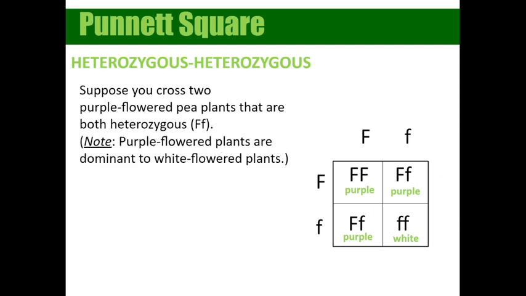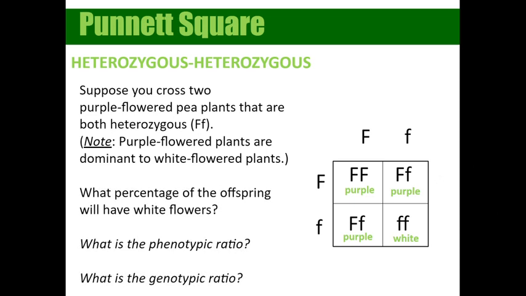So note that purple flowers are dominant to your white flower plants. Just keep that in mind. So the percentage of offspring that will have white flowers is only going to be 25% because it's only making up 25% of the box. So your phenotypic ratio is going to be 3 to 1 because you have 3 purple flowers to every white flower. And your genotype ratio is 1:2:1 because we have one big F big F, two big F little f, and one little f little f.